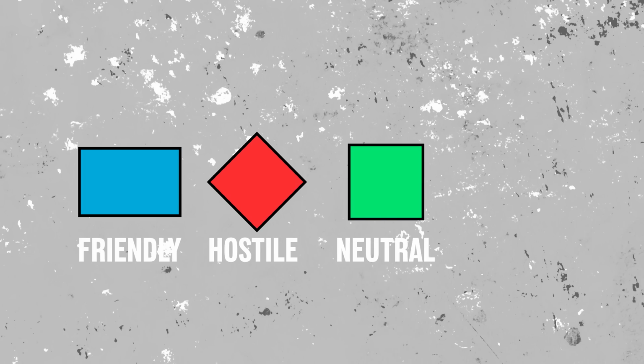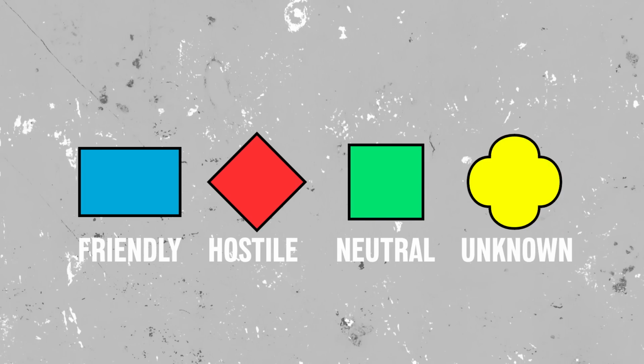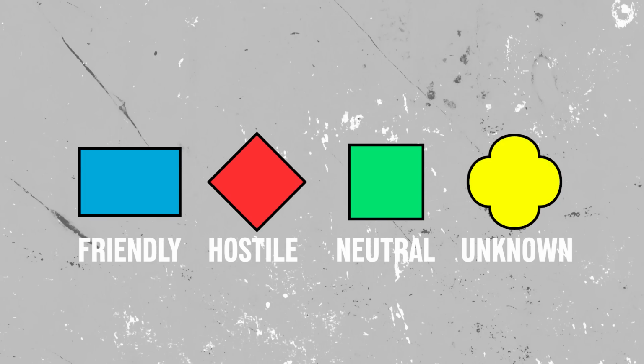So, ground units. A friendly unit is shown as a blue rectangle, a hostile one as a red diamond, a neutral one as a green square, and an unknown unit as a yellow quatrefoil clover.